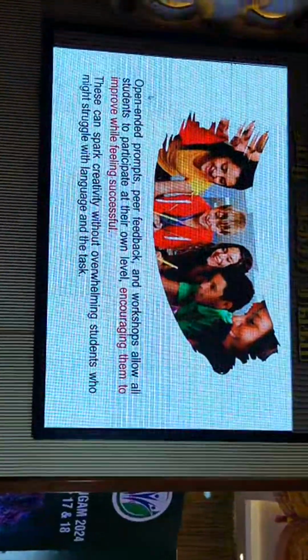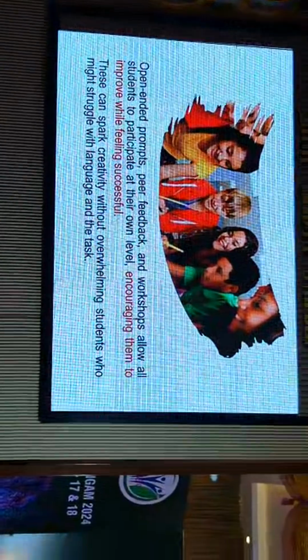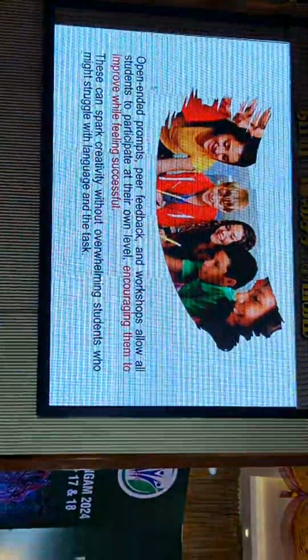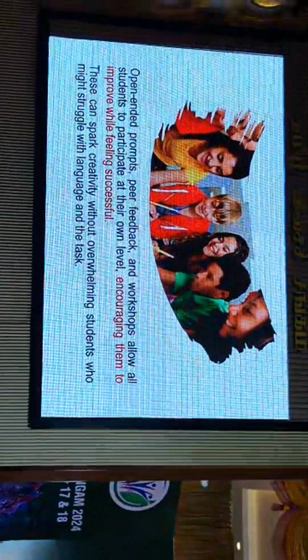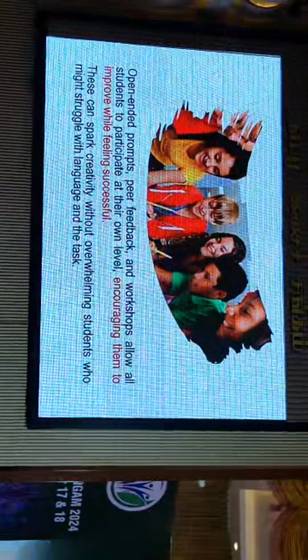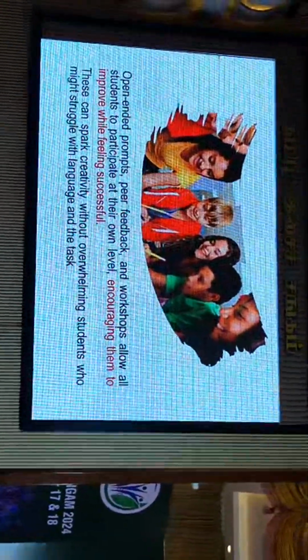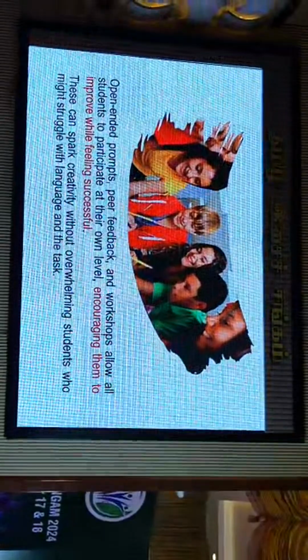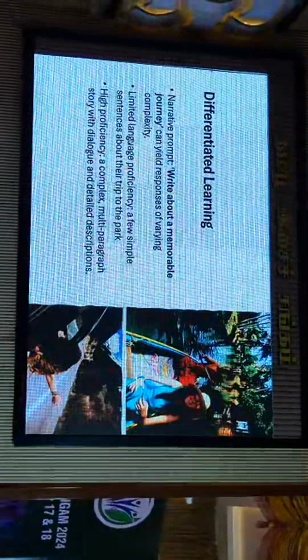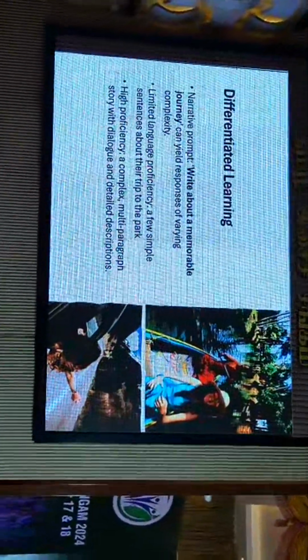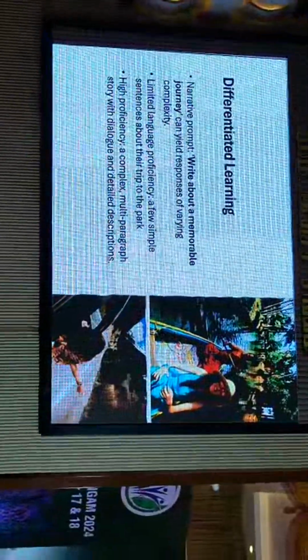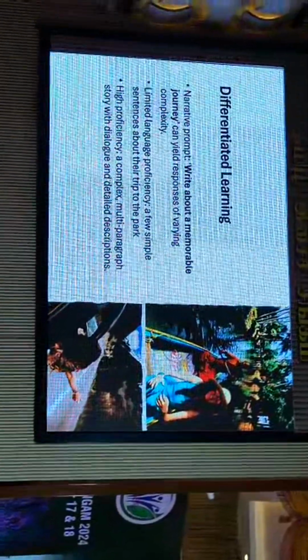Second, have open-ended writing prompts in the classroom. It encourages them to improve while they also feel successful. So you empower the child. You support the process, not only the product, right? And this can spark creativity in them. How do you do that? One example would be a prompt such as write about a memorable journey.